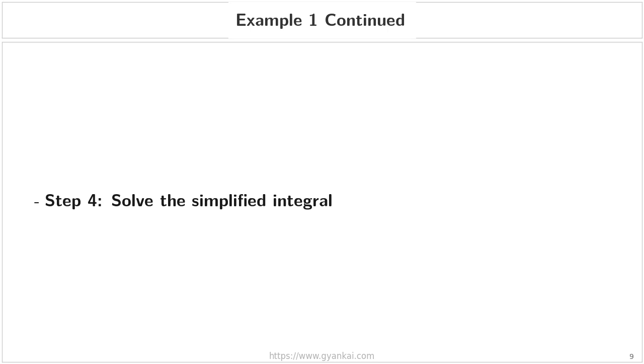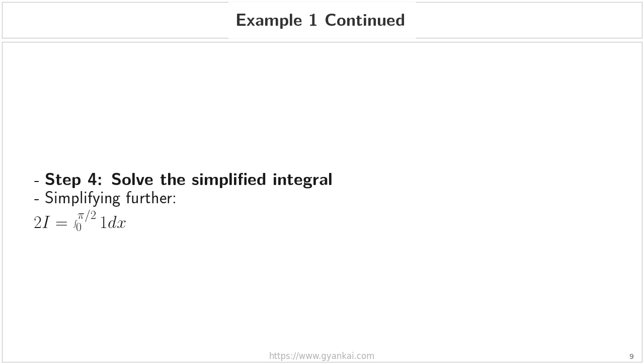Okay, let's move on to step 4 of our example 1. As we've seen in the previous slides, we've skillfully manipulated the integral using the reflection property to reach a much simpler form. Now, we just need to evaluate it. So, here we have 2I equals the integral from 0 to pi over 2 of 1 dx. Notice how beautifully everything simplified.